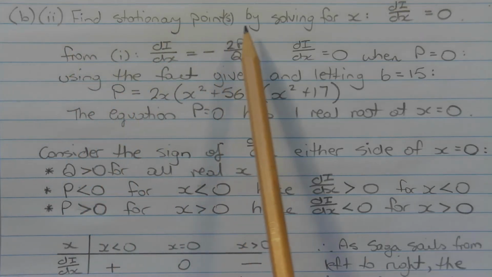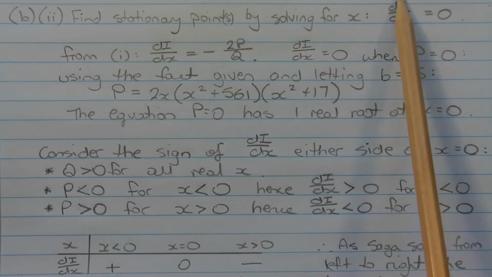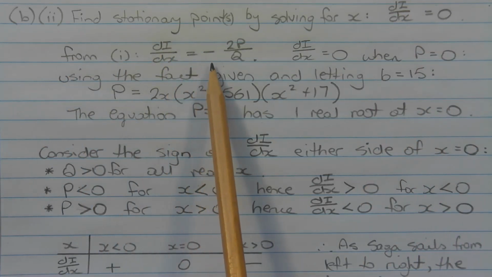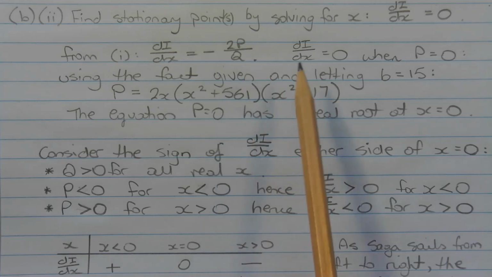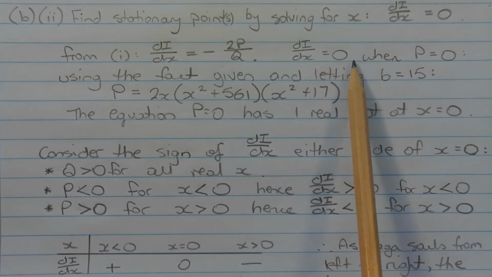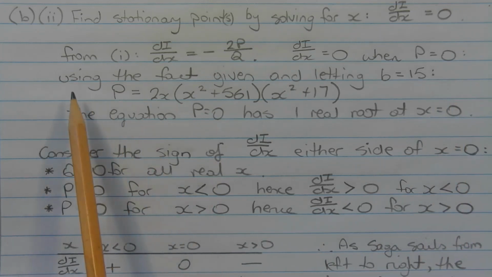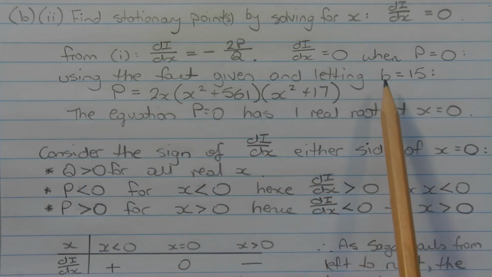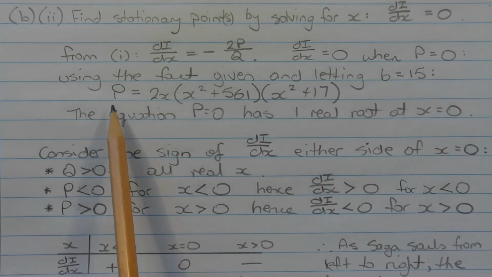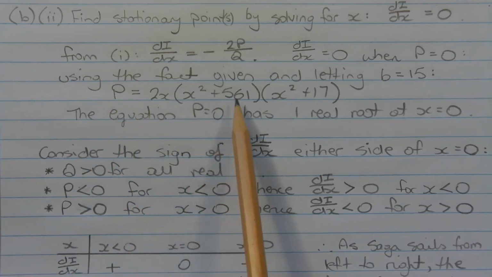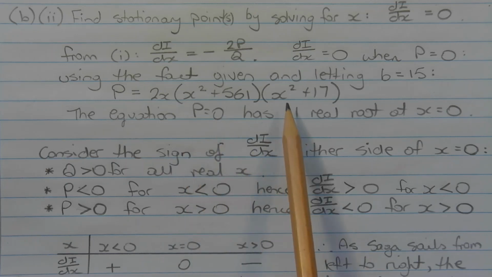Find stationary points by solving for x the equation dI/dx equals 0. From part 1, dI/dx is equal to negative 2P over Q. So dI/dx equals 0 when P in the numerator equals 0. So using the fact given and letting b equal 15, P can be expressed in factor form. So P is equal to 2x times (x squared plus 561) in brackets times (x squared plus 17) in brackets.